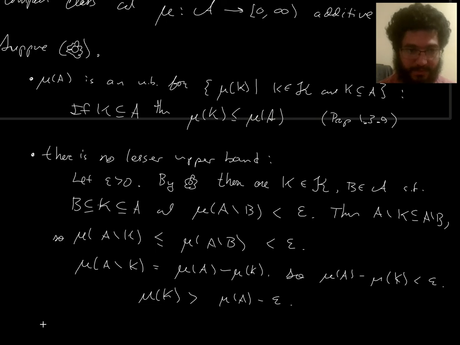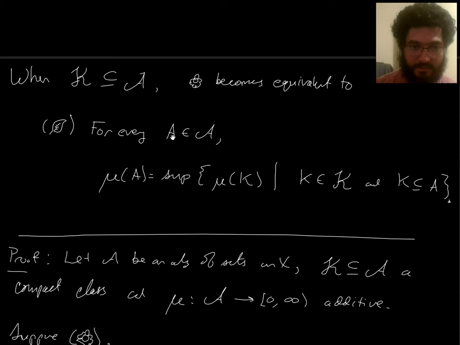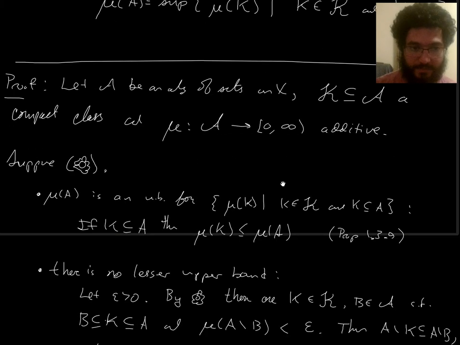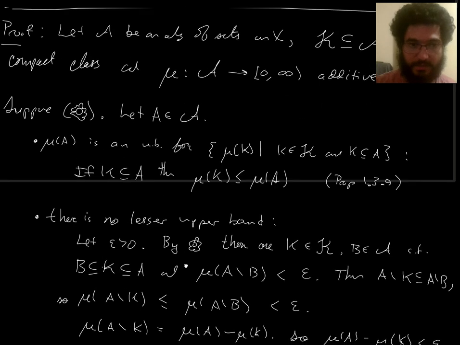So that proves leaf. That proves that for every A, mu of A is this supremum. Oh, one horrible part of this proof is that I never fix A. I'm just talking about this A, but I never said where it came from. Okay, I think that's good now.